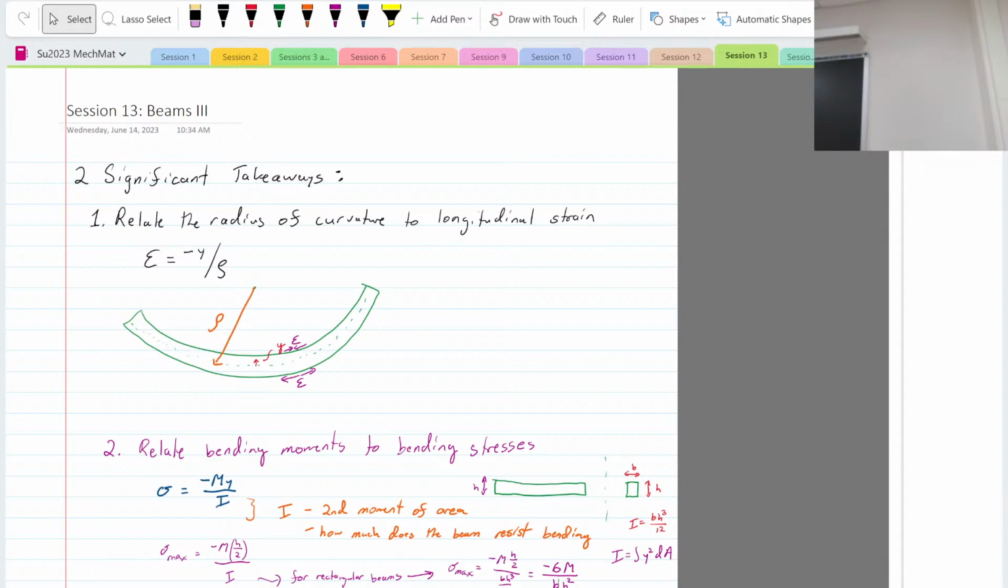Longitudinal means it's going along the direction of the neutral axis, right? These are long, slender beams usually, so the longitudinal direction is going to be along the beam. So what we're doing is relating the radius of curvature to longitudinal strain, and it's also related to its position above or below the neutral axis. That's a y.